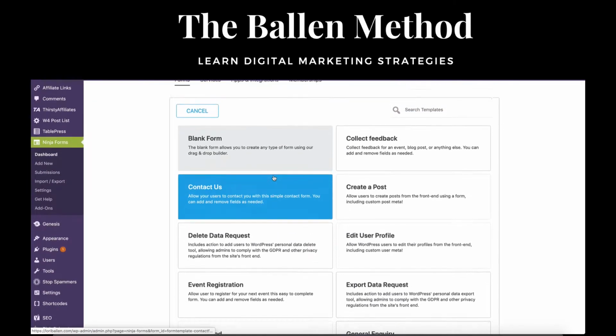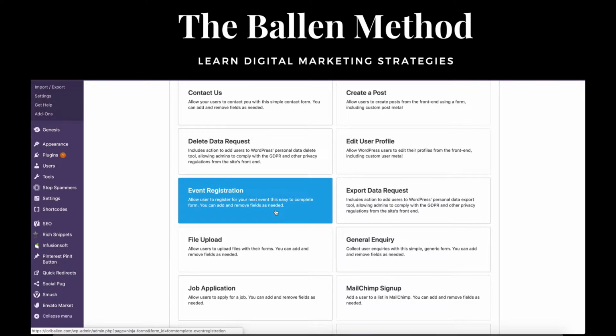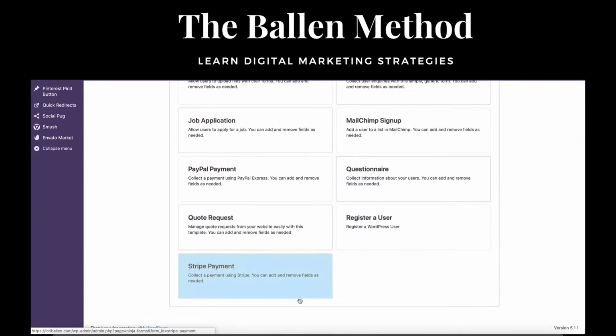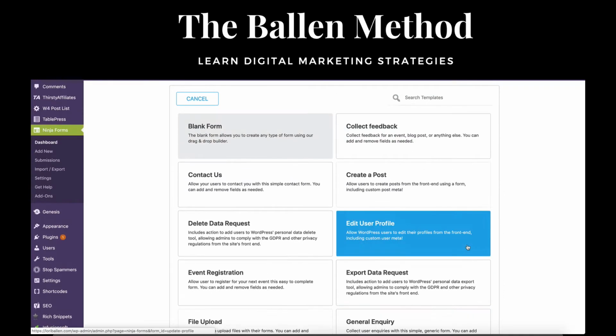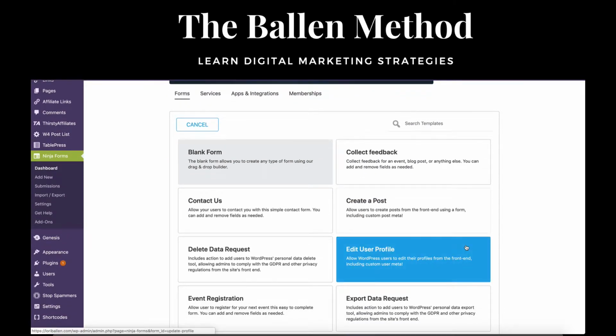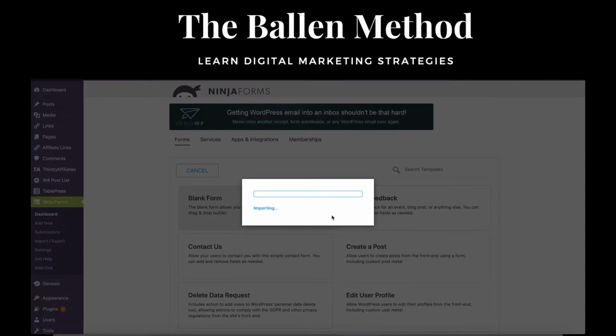Now, as you can see here, there are lots of items you can use here. Job applications, PayPal payments, Stripe payments, a questionnaire. You can choose many options, okay? Now, in my case, this is going to be a contact us form, and it's going to be for requests for services. So what we're going to do is we're going to go ahead and choose a questionnaire.